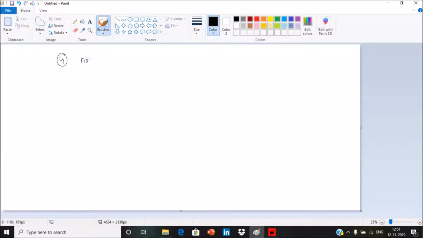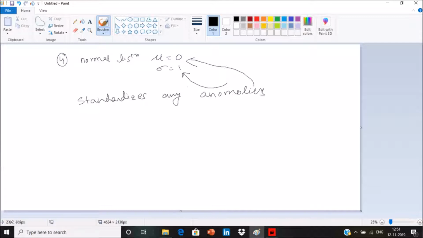Now let's go ahead and study the fourth characteristic, which is also coincidentally the most important, is that the normal distribution follows a mean which is 0 and a standard deviation of 1. So what the normal distribution does is that it standardizes any anomalies to follow a mean of 0 and a standard deviation of 1. Now, for example, you were studying 10 football strikers and you found out that out of these 10, 7 of them were actually performing badly.